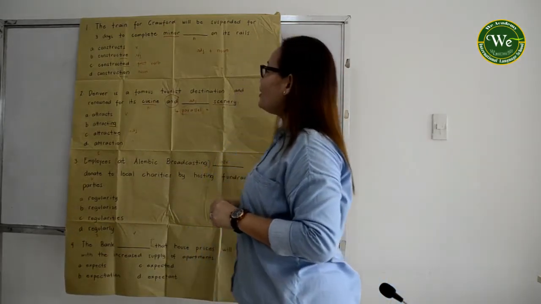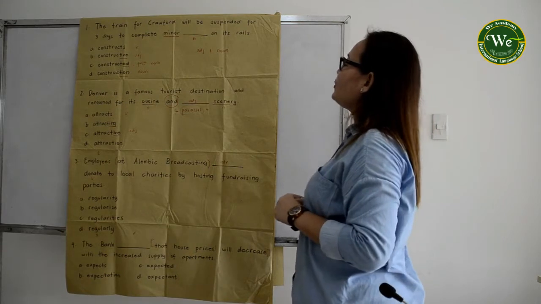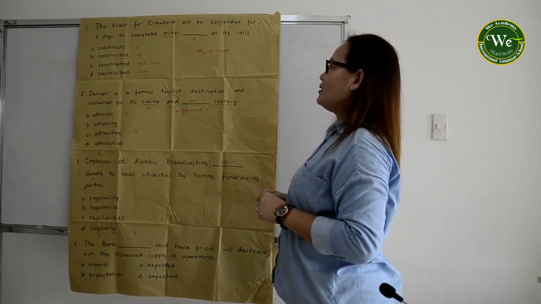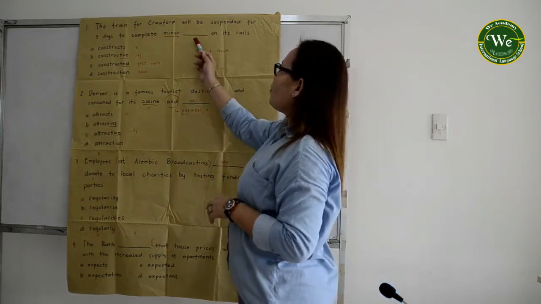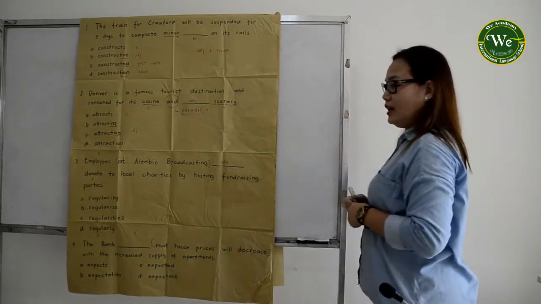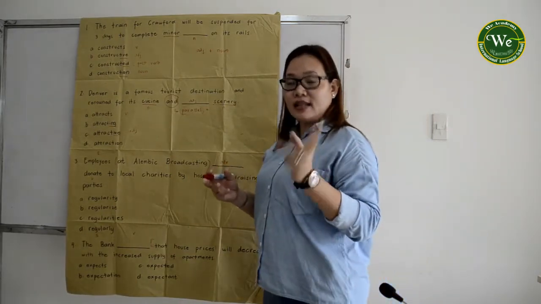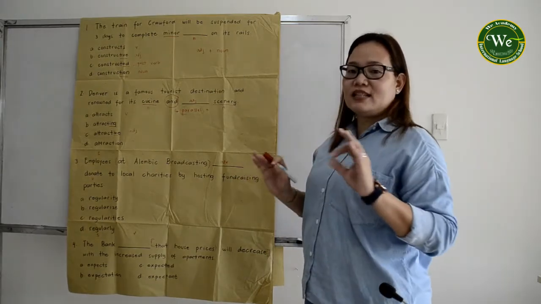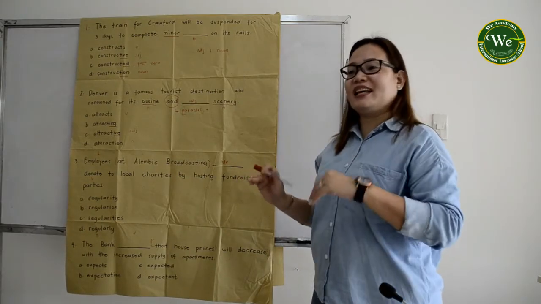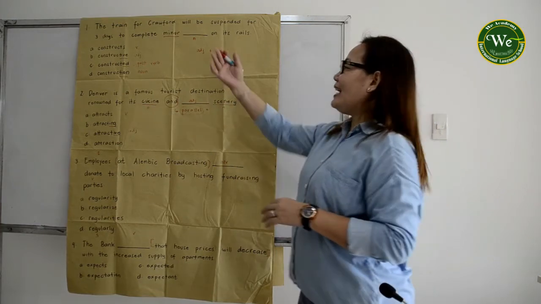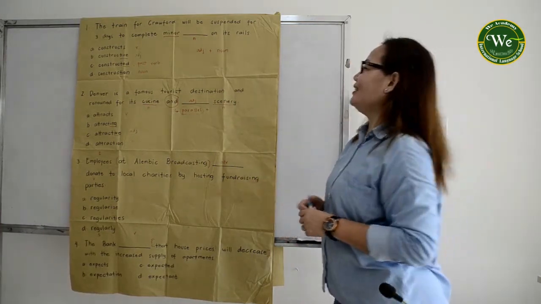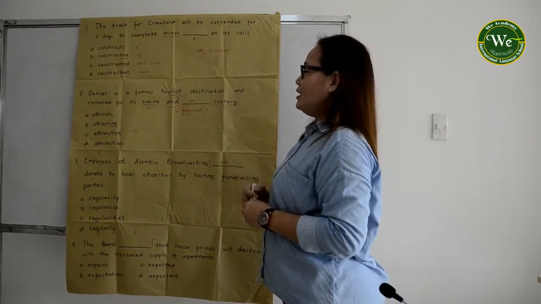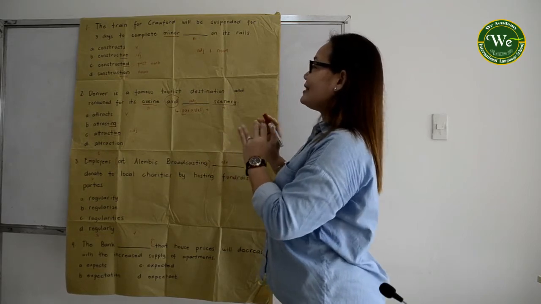I will start with number 1. The train for Crawford will be suspended for 3 days to complete minor blank on its rails. As you can see here, before the blank is an adjective. From my second video, I have taught you some basic sentence patterns, which will be in our discussion for today. From here, adjective plus noun. Which among the choices do you think is a noun?